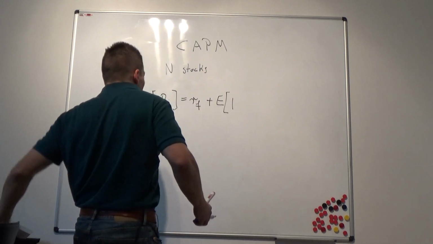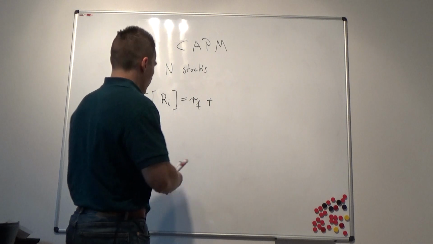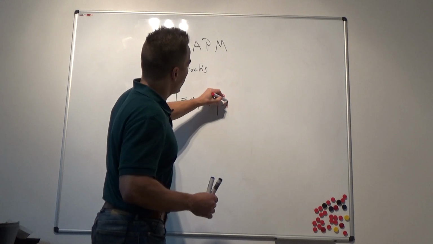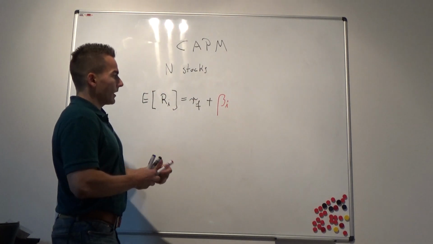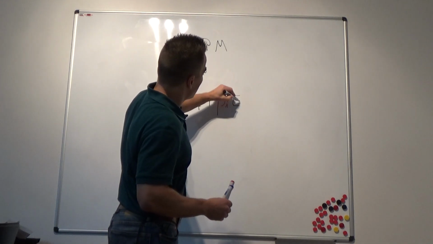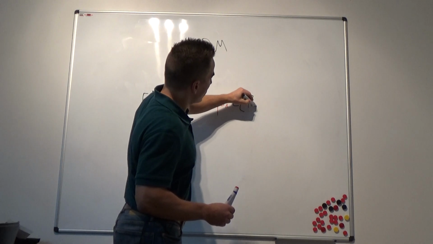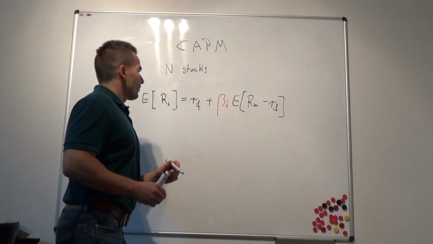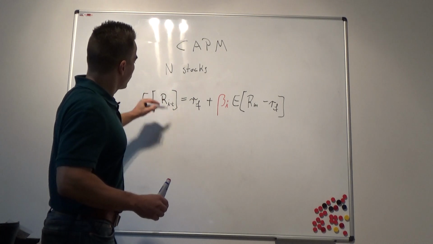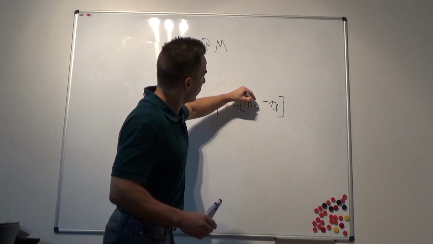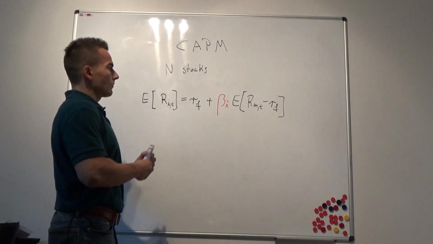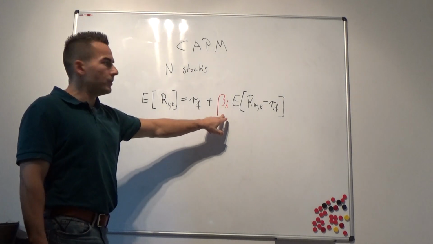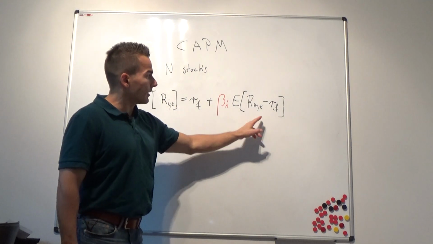sorry, we have to include here, of course, the exposure, plus beta I, which is the exposure of asset I against what? Against the market factor: the expectation of the market factor minus the risk-free rate. And of course we have a time index here as well, and here as well. So all of our assets are priced according to the exposure beta towards the market factor in excess form.